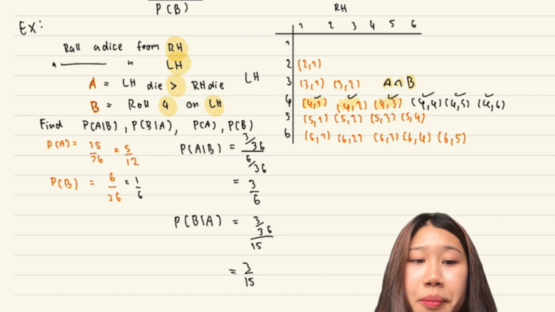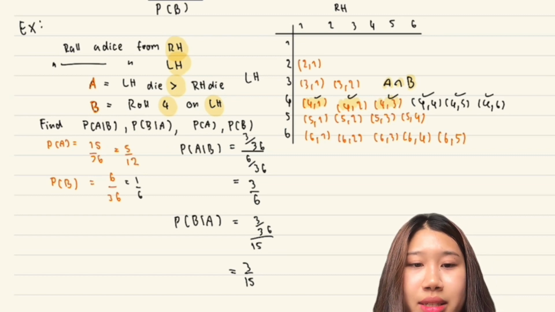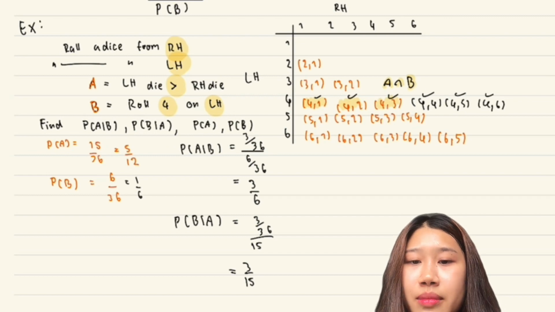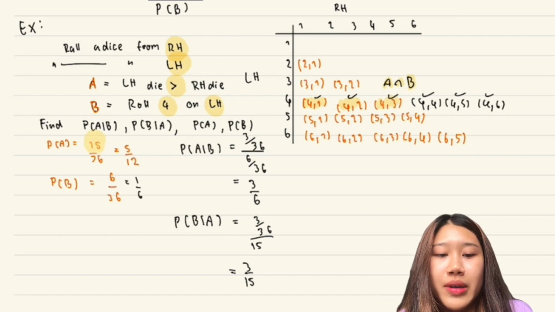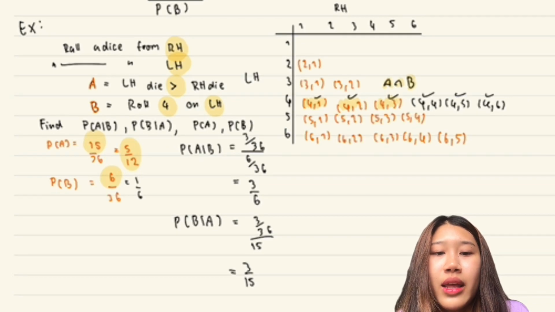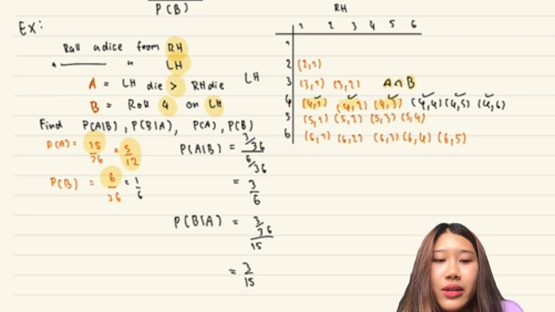So we are going to find the probability of A, which is rolling a die from the left hand greater than the right hand. It is 15 over 36, and it can be cancelled out to 5 over 12. And the probability of B, of course, 6 events, so it will be 6 over 36, and it can be cancelled out to 1 over 6.